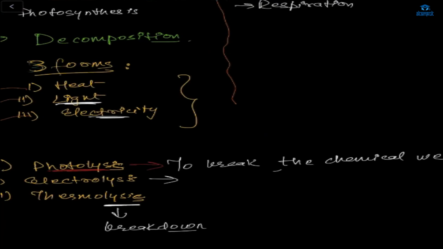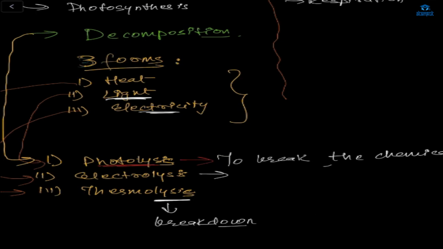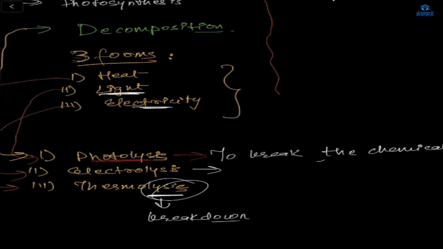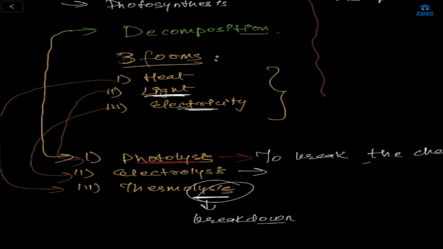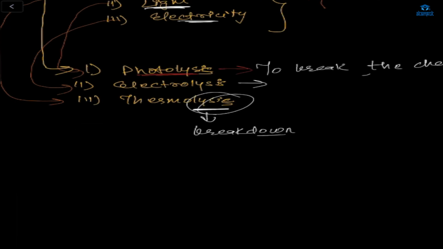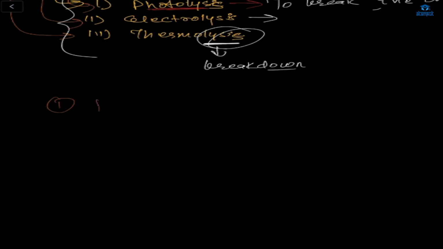Endothermic is in three forms: the heat, the light, and the electricity. Light means photolysis, electricity means electrolysis, and heat means thermolysis. And lysis means the breakdown. Means here the breakdown of a chemical with the help of light. Done. Now let me elaborate these three things, which will be first photolysis.